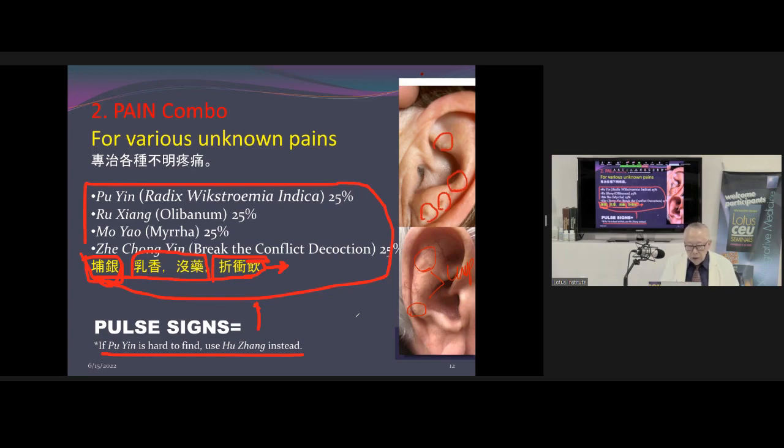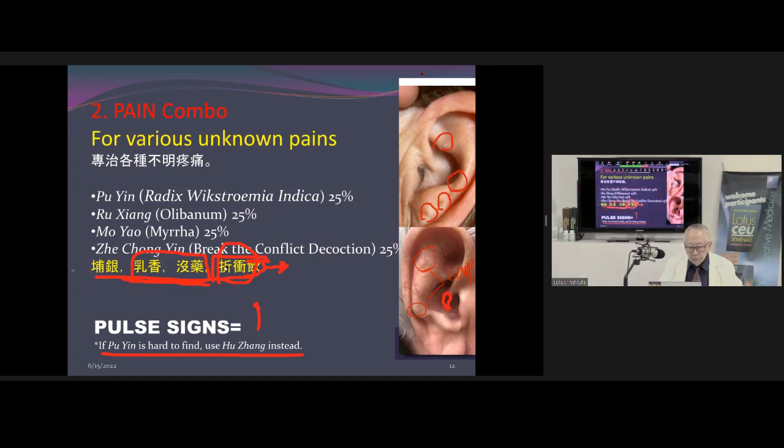And this Du Xiang Mo Yao is a must. You must keep them in all the formulas for any kind of pain. Like again, Zechong Yin is for internal organs, stomach pain or something. This patient, the stomach is not so right here, but maybe it doesn't hurt him. So it just depends on what the patient is asking. Okay, any questions so far?